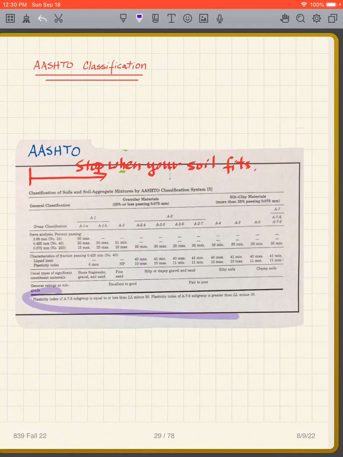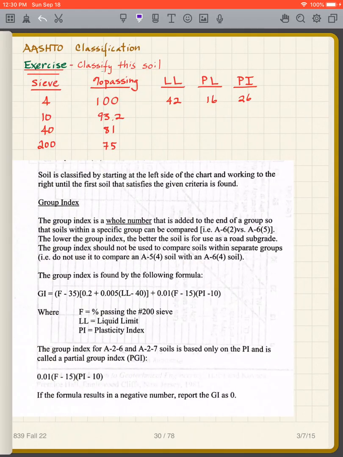We also have this little note at the bottom here, and I'll explain that. That applies to when we get all the way to A7. If you make it all that way, you've got to pay attention to this note at the bottom. Let's go to the next one.